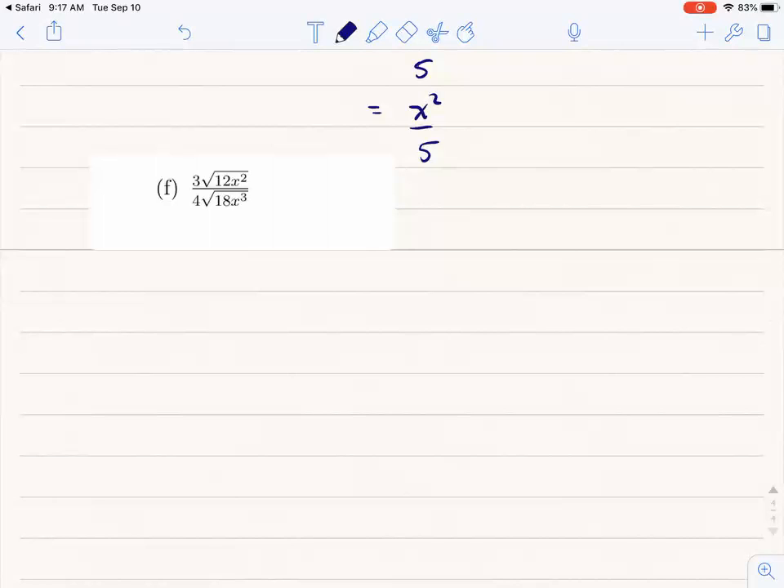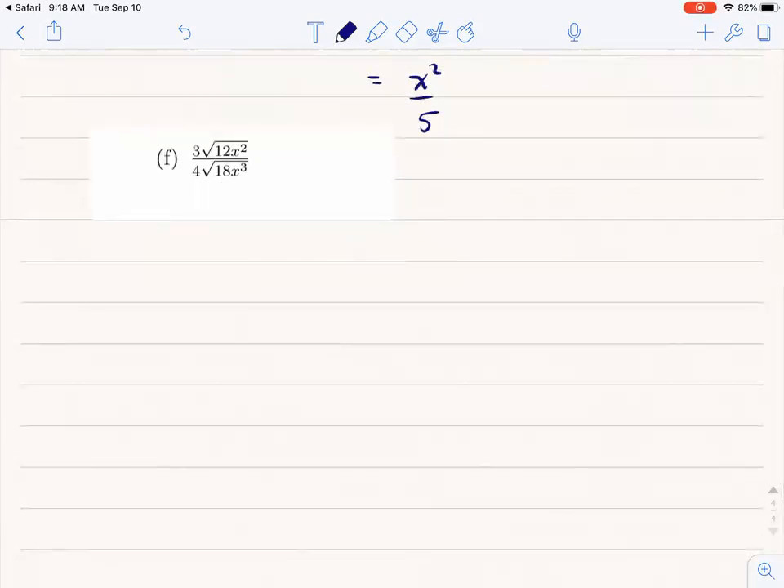But because we're multiplying, we can actually rewrite this as 3 times the square root of 12 times the square root of x squared. Right? And so then we're dealing with the square root of 12, but at least the square root of x squared is just x, and we can just forget about that for a little bit. Same thing down here, right? We've got the square root of 18 times the square root of x to the 3, right? We can rewrite those.